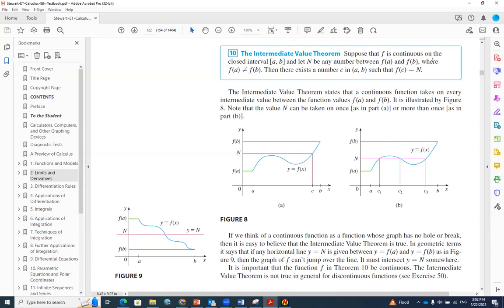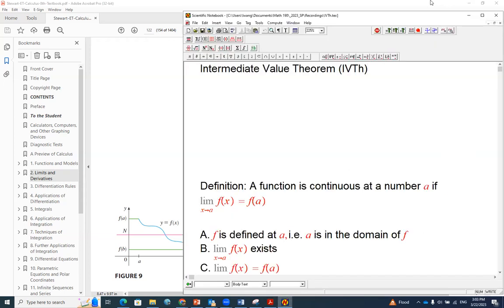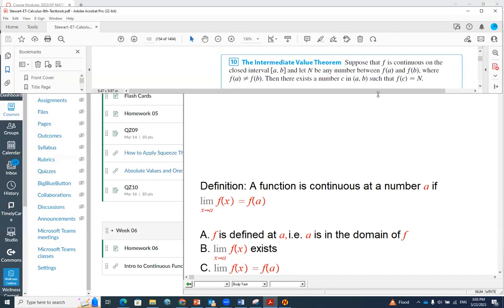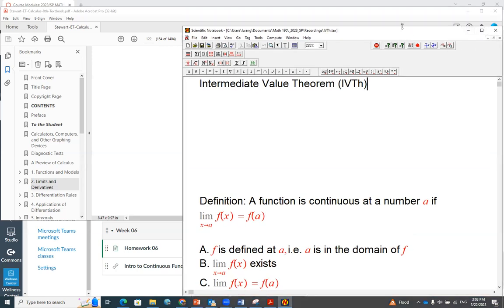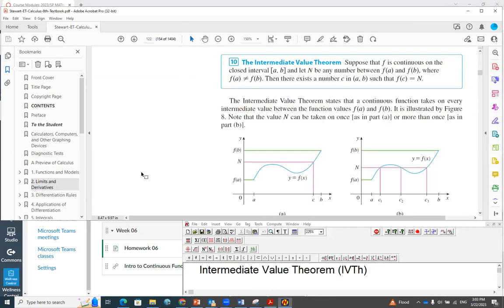Suppose f is a continuous function on the closed interval. Let's see if you guys can see it. Yes, you can see it. So f is a continuous function. Now we're going to dissect this theorem to identify which part is the premise and what is the conclusion.